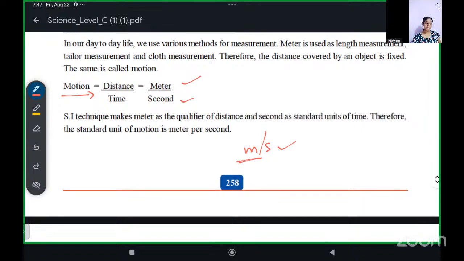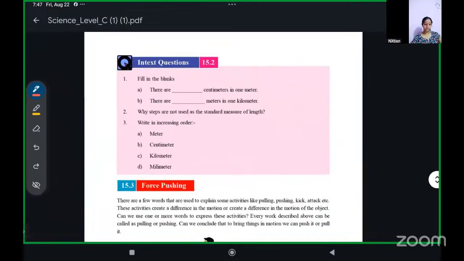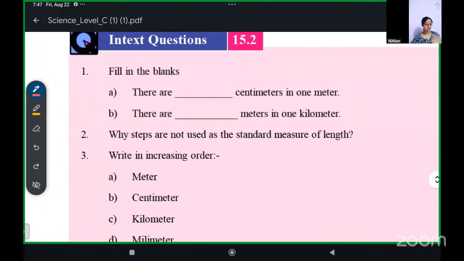Okay, the SI technique makes meter the standard unit of distance and second the standard unit of time. Therefore, the standard unit of motion is meter per second. Okay, that is the standard unit of motion. The SI unit of motion is measured in meter per second. Now, fill in the blanks.